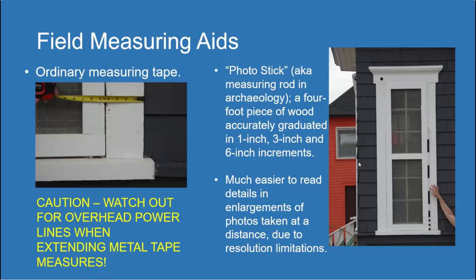But on the right is the photo stick again. And in archaeology, it's called a measuring rod. That's really where this comes from. In my case, it's a 4-foot piece of wood accurately graduated in 1-inch, 3-inch, and 6-inch increments. And it's much easier to read the details in enlargements of photos taken at a distance due to resolution limitations in your cameras.